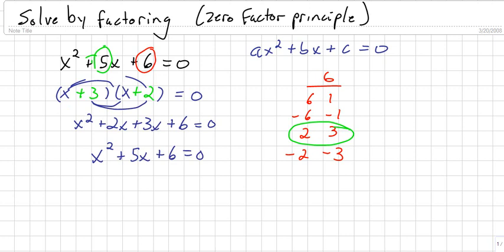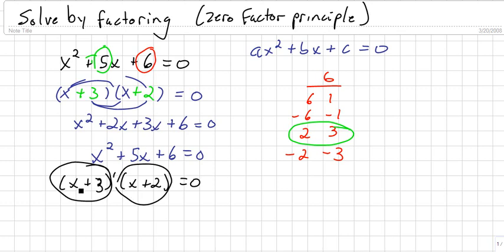Why this is useful is that now, with my factors, I can use the zero factor principle to help me solve this equation. What I mean by that is, if you read this equation, x plus 3 times the quantity x plus 2 equals 0. Well, the only way that any numbers multiplied together can give me a result of 0 is if one of these parts equals 0. If this part equals 0, that makes it a true statement. Or if this part equals 0, it doesn't matter what the other value is, because any number multiplied by 0 will end up being 0.